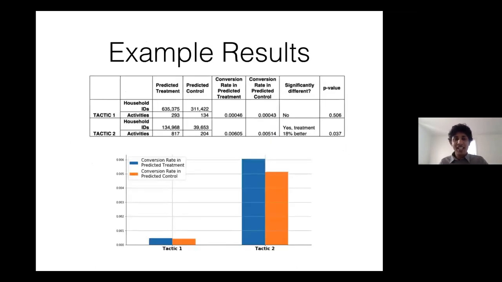So here's some kind of results that I put in here. In tactic one, you can see that after this method is completed, there's actually no significant difference between treatment and control. But in tactic two, you actually see an 18% increase in treatment. So that's great for the advertiser.